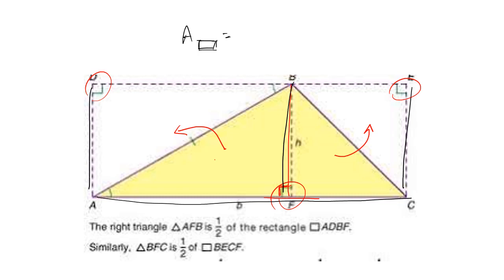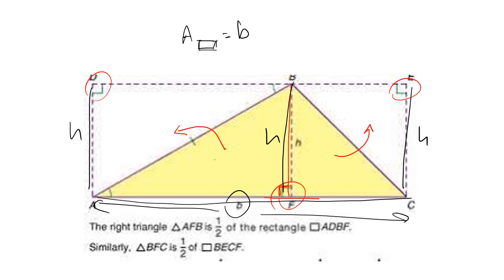And again, this is all a property of it being a rectangle. So we know that all of these heights, this whole thing is the base. This base is from here to here. It's this whole thing. So the area of the rectangle is the base times the height.